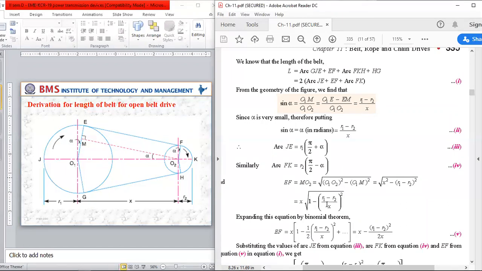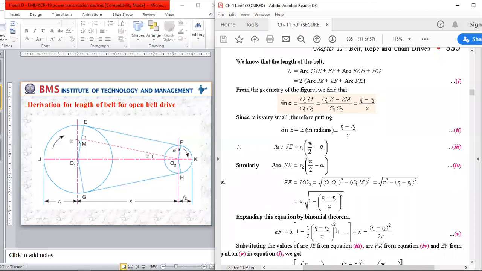So (1 − x) to the power of 1/2 means n is equal to 1/2 here. So (1 − x) to the power of n, we have the binomial expansion, which is nothing but 1 − nx + n(n − 1)/2! x² and so on. So 1 − n is nothing but 1/2 into a, that is 1/2 into ((r1 − r2)/x)² plus and so on.